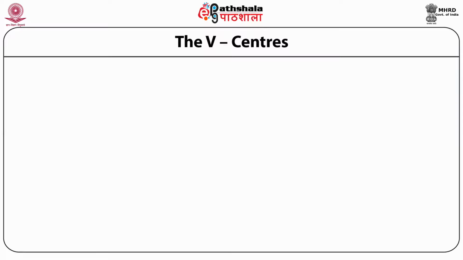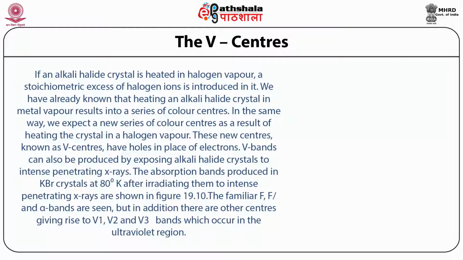The V centers. If an alkali halide crystal is heated in halogen vapor, a stoichiometric excess of halogen ions is produced in it. We have already known that heating an alkali halide crystal in metal vapor results in a series of color centers.